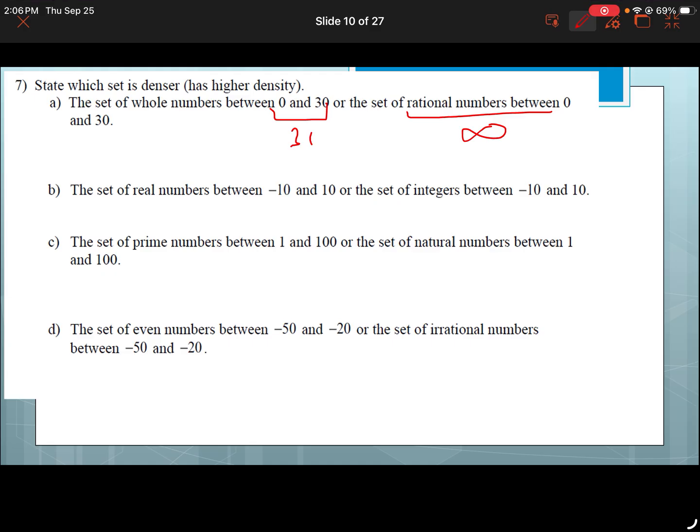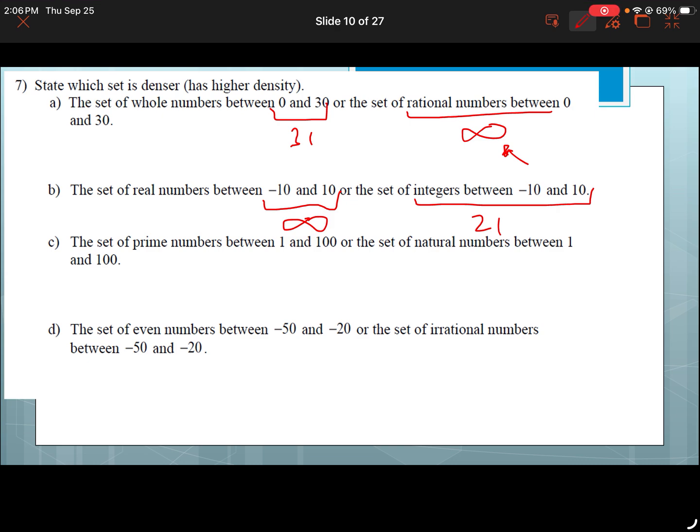So which one's more dense? This one, because there's obviously more. The set of real numbers between -10 and 10, so we have infinity. Or the set of integers between -10 and 10, well, that's just going to be, is it 21? I think 21, right? -10, -9, -8, 0, 10.